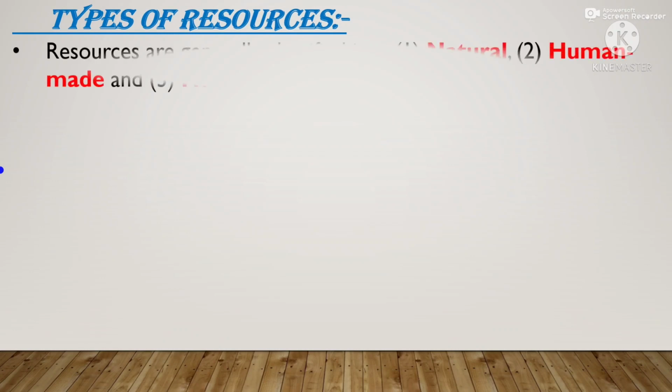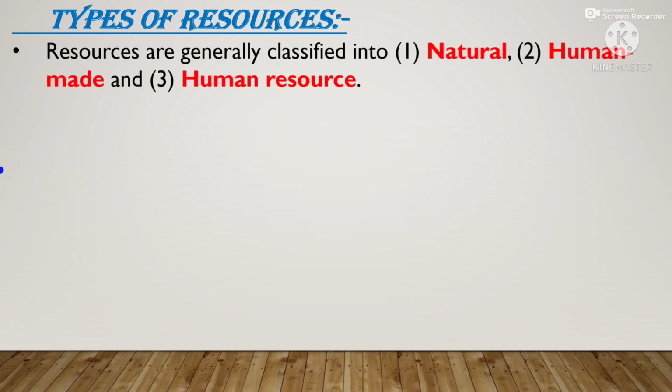So next, students, types of resources. Now we will discuss different types of resources. Resources are generally classified into three categories. First one is natural resources, second one is human-made resources, and third one is human resources. So what is the difference between human-made resources and human resources? Human-made resources means those resources which are created by humans. For example, buildings and roads are human-made resources. And human resource includes the human itself. The human beings are the human resources. We will discuss more about these two things.